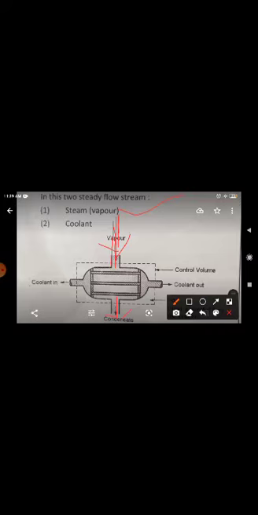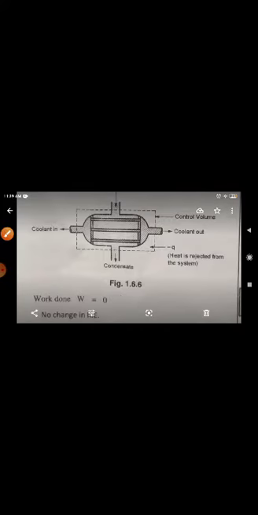The second one is the coolant, which is entering inside. The arrow is wrong over here; the coolant enters the condenser at lower temperature and leaves the condenser at higher temperature. So there are two cycles over here. This is not a work producing device, so you have to consider work done equal to 0. There is no change in kinetic energy, and no change in potential either, as this is at the same level, so kinetic energy is also not to be considered.